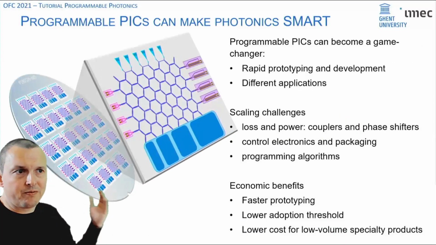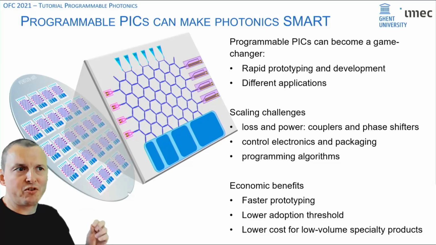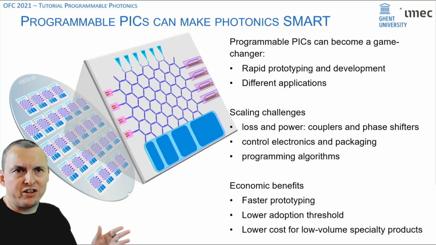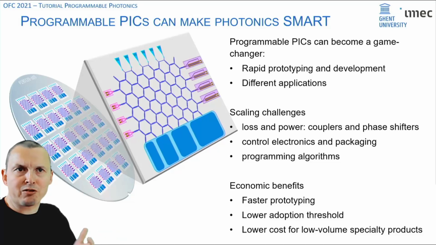So this brings us to the end, or my conclusion. Programmable photonics are not yet there, but they can become a game changer for photonic integrated circuits, because they allow you to do rapid prototyping and development of a wide range of applications. They do pose some scaling challenges. These chips are much more complex, so that means that your requirements on your building blocks are a lot more stringent. You need to have lower power, lower optical loss, and you need to be able to control all of these elements together with electronics. The programming algorithms themselves are also quite complex and quite new, so there's a lot of space for innovation there.